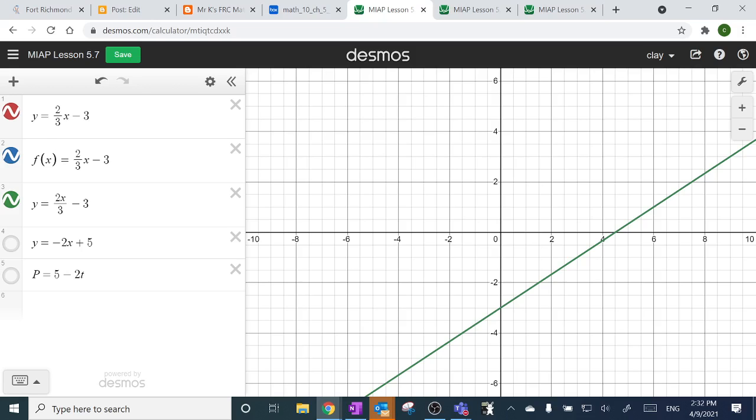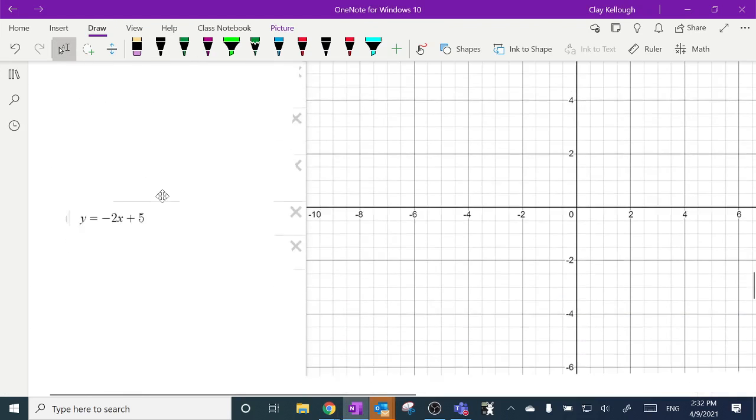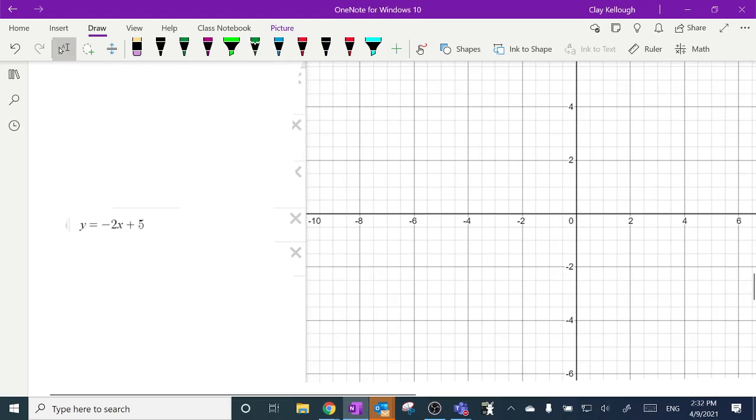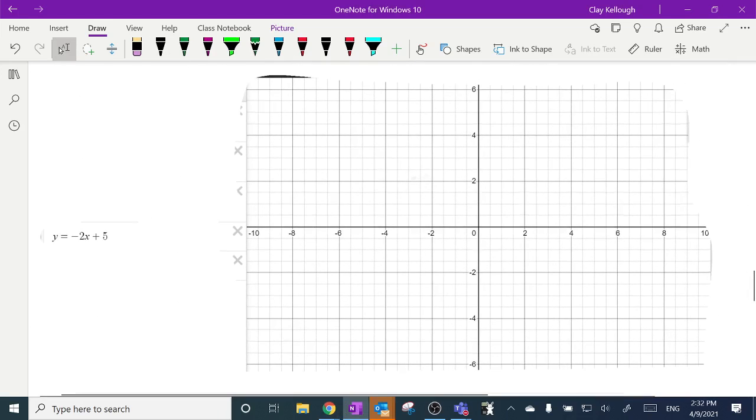Okay, so for my next equation, we'll do another one here. Graph me that one. Y equals negative 2x plus 5. And again, this should take 30 seconds or less.